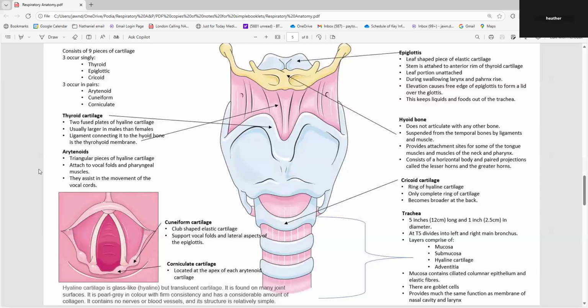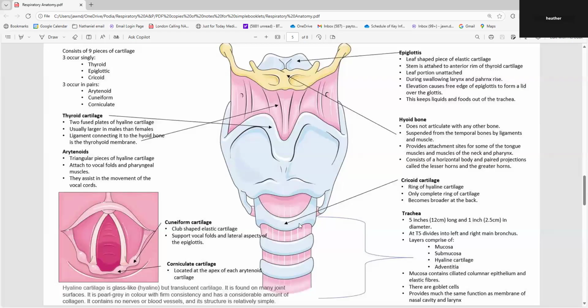Then underneath that, you've got a membrane, which is the thyrohyoid membrane, which attaches to the thyroid cartilage. So the thyroid cartilage is this big, they call it a shield-like structure here. I'm not convinced, but there you go. There's the thyroid cartilage. It's two plates of hyaline cartilage, and it's usually larger in males than in females. This is what we refer to as the Adam's apple. That's the bit that bobs up and down when we talk and when we swallow. And it kind of has the thyroid either side of it as well.